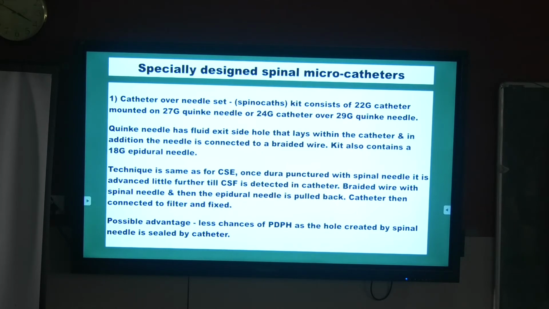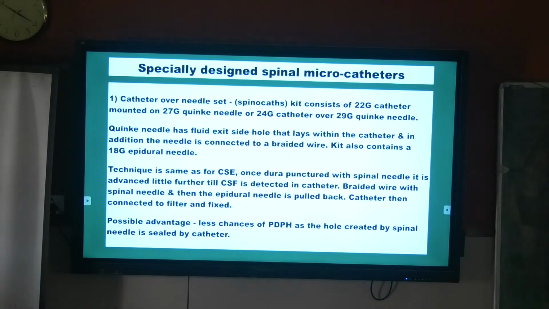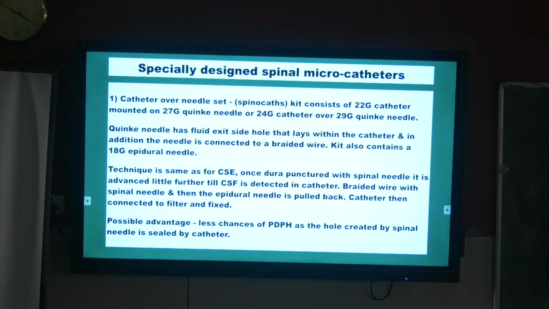This is Spinocath. The kit consists of a 22 gauge catheter mounted over a 27 gauge Quincke needle, or a 24 gauge catheter over a 29 gauge Quincke needle. The Quincke needle has a fluid exit side hole and also a braided wire, and it also contains the epidural needle. The technique is same as we do under combined spinal epidural. You have to reach the epidural space first with the epidural needle and then puncture the dura with the spinal needle. And once the free flow of CSF is seen, remove the braided wire, spinal needle, and then the epidural needle, and connect the catheter to the filter.